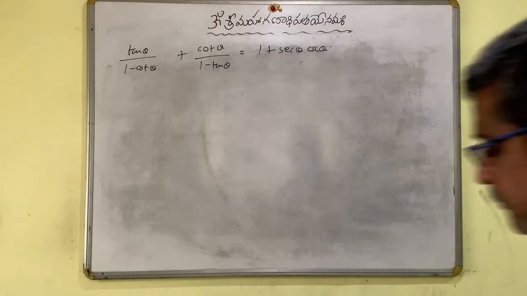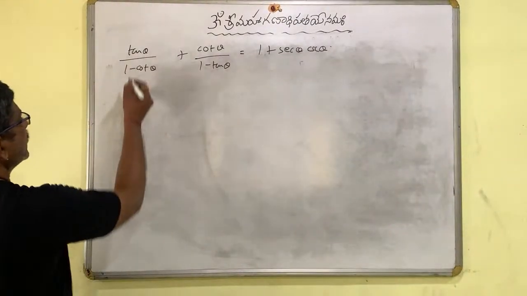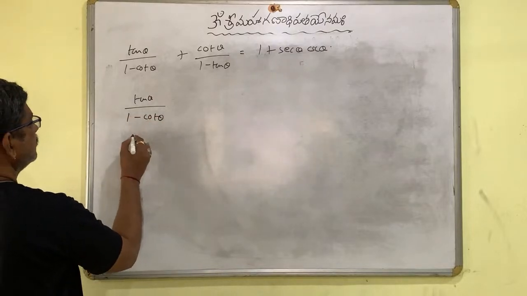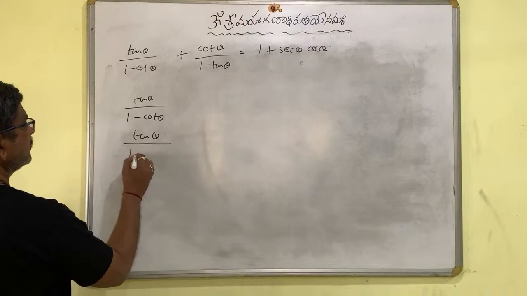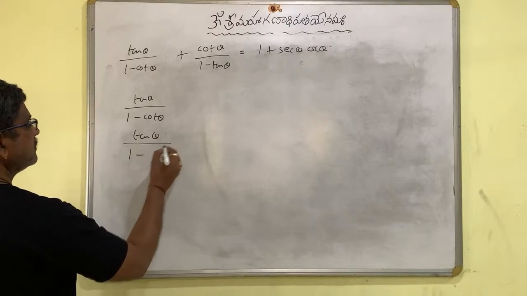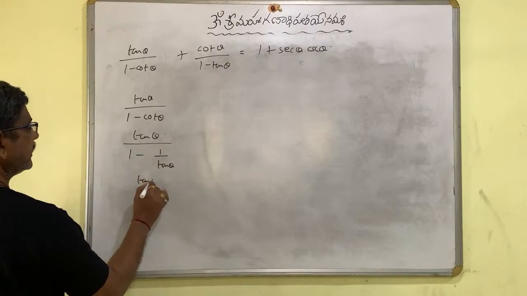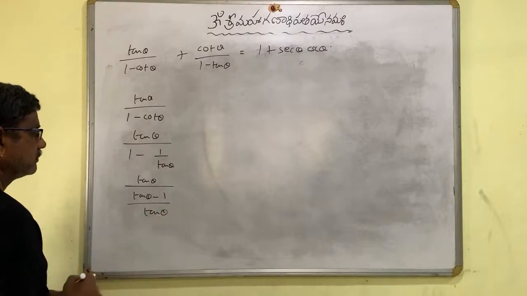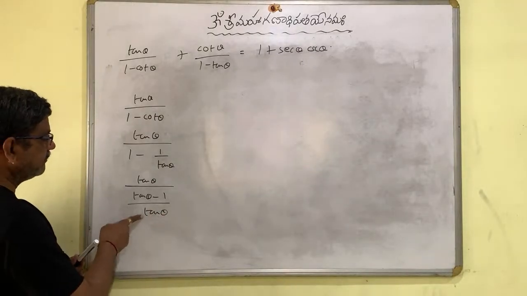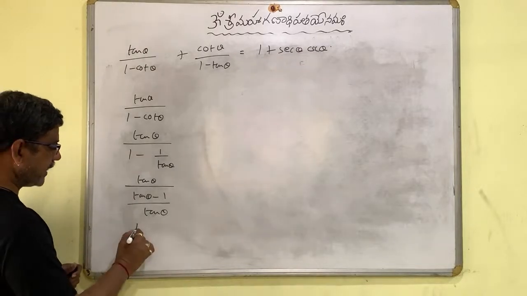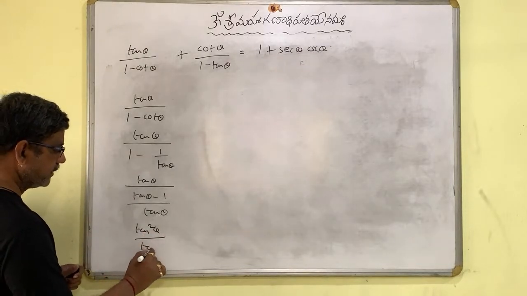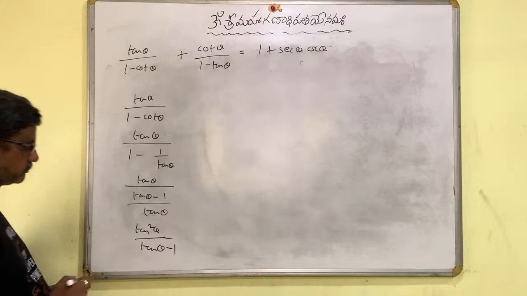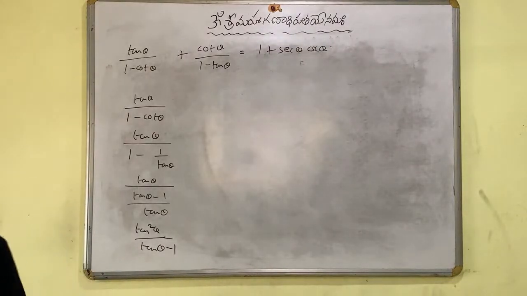Yeah. First one, you consider the first one, tan theta by 1 minus cot theta. So it can be expressed as tan theta by 1 minus 1 by tan theta, so tan theta by tan theta minus 1 by tan theta. Now this tan theta will go to the numerator and it becomes tan square theta by tan theta minus 1. Simplification of the first one.